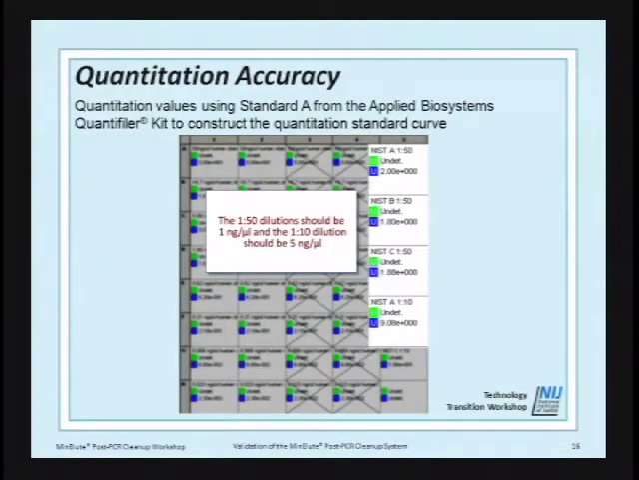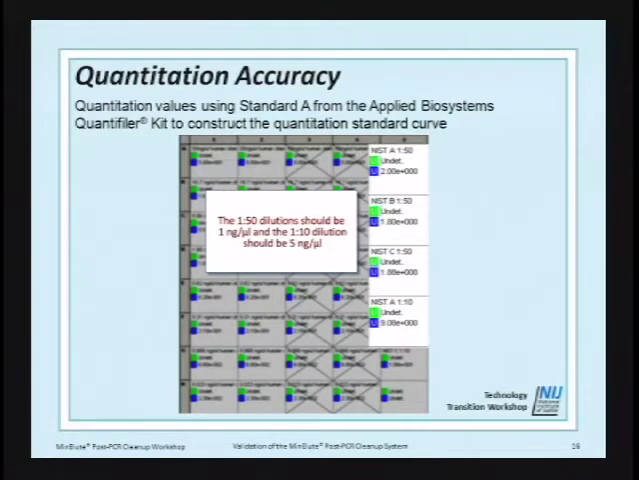Okay, so these quantitation values are using the Applied Biosystems Kit. The 1 to 50 dilution should be 1 nanogram, and the 1 to 10 dilution should be 5 nanograms. And you can see my 1 to 50 is about 1.82, and then my 1 to 10 was 9. So that's about double what they should have been.